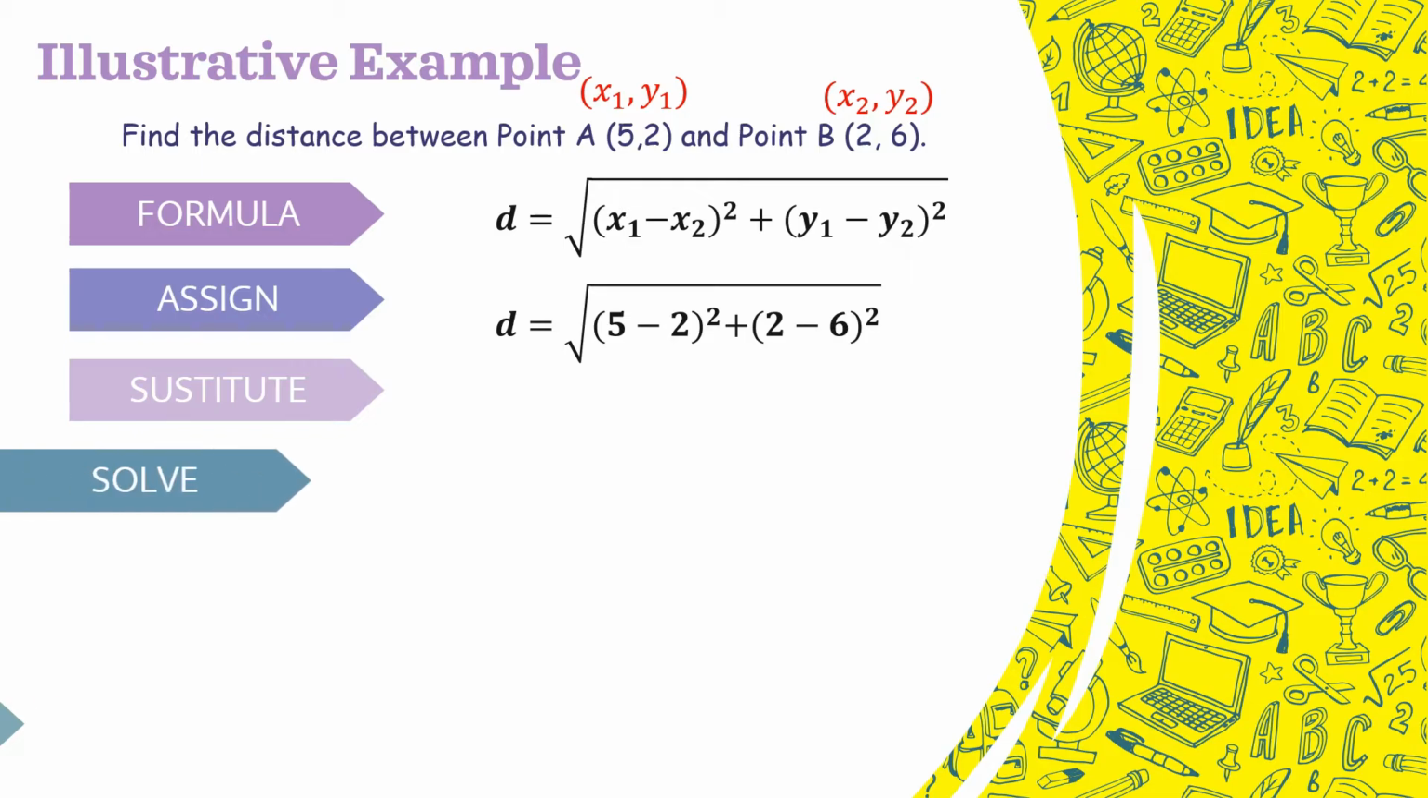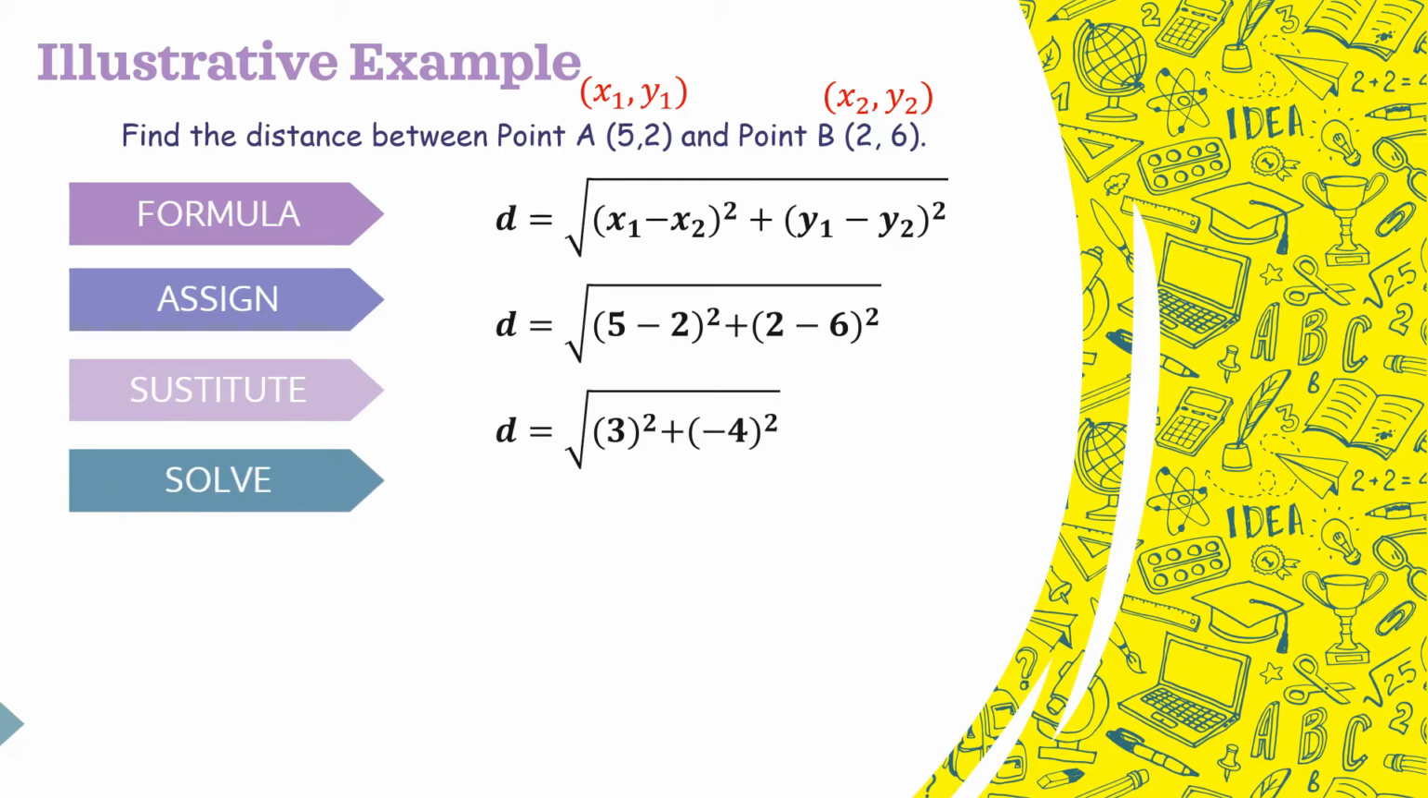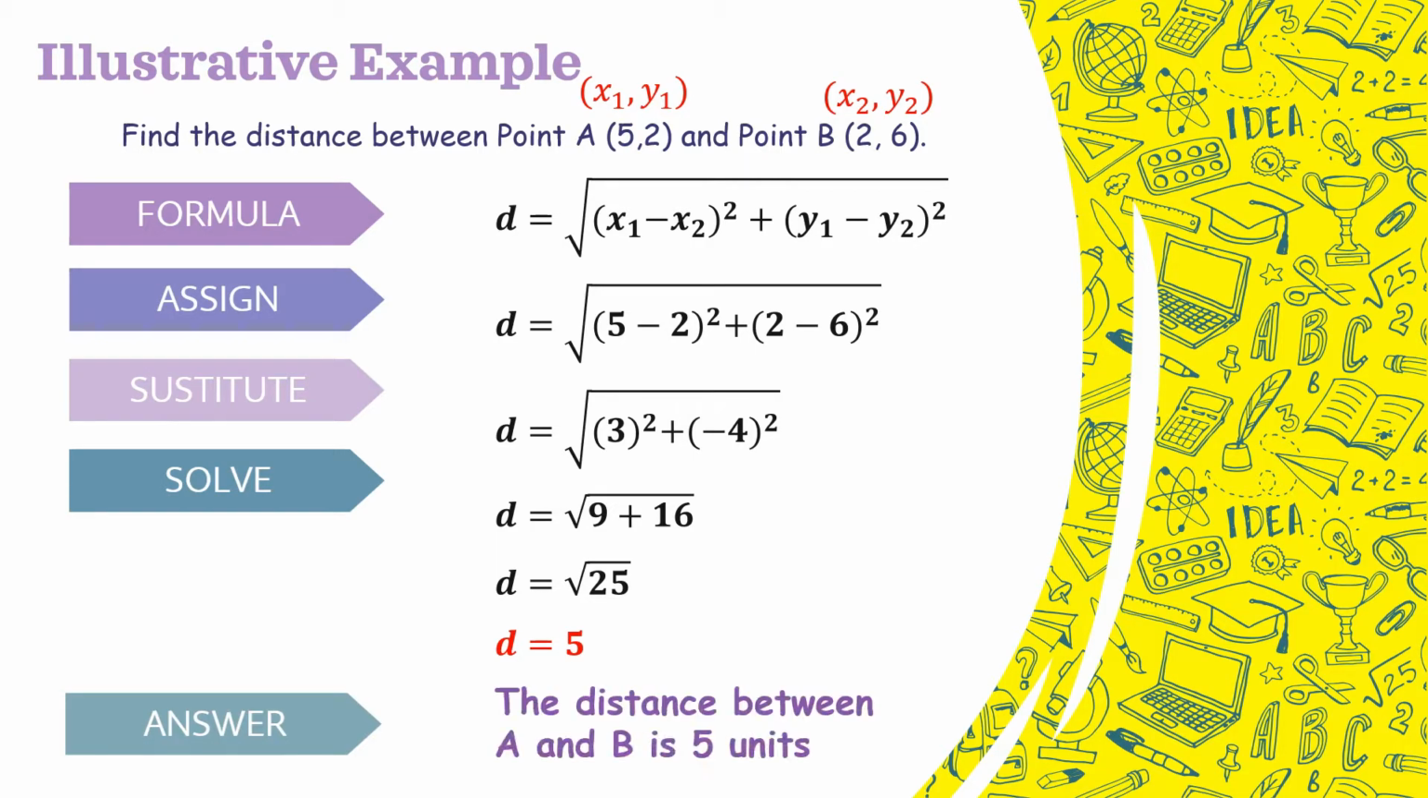So after this, we're going to solve using the order of operation. So we work on the parentheses first. So we will have this equal to square root of 3 squared plus negative 4 squared. Applying the exponent, we will have this equal to square root of 9 plus 16. Adding this number will give you this equal to square root of 25. Applying the square root will give you this equal to 5. So therefore, the distance between A and B is equal to 5 units.